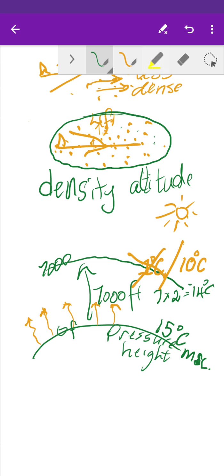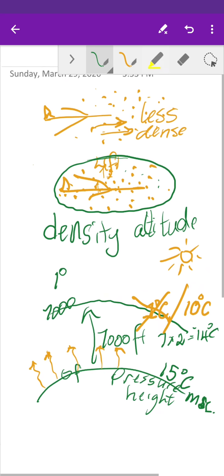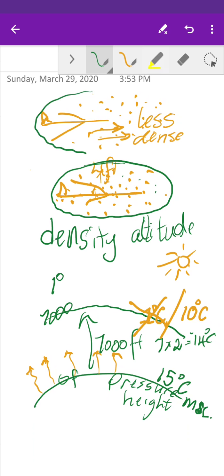Now the thing is, every degree will cause our air particles to disperse. Every time the temperature gets hotter, these air particles disperse to a point where the aircraft feels as if it's actually in a higher position, just because the air particles are warming up. So the level might stay the same, but the density altitude might be increasing. So at this 7,000, every 1 degree will be an increase of 120 feet. That's going to add on to the density altitude.